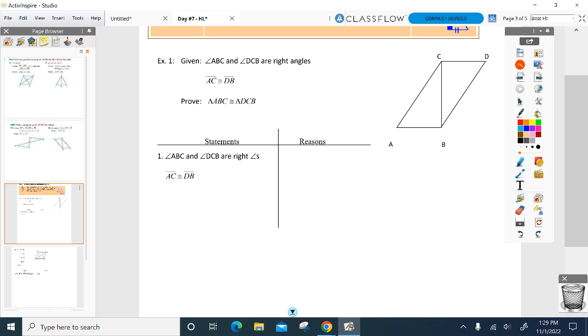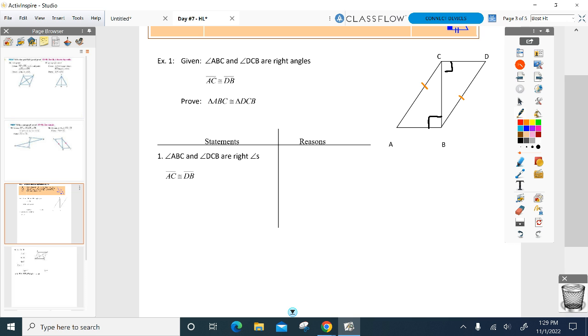All right, so let's go to our first proof here, basic HL proof. ABC and DCB are right angles, so mark our diagram. AC congruent to DB.